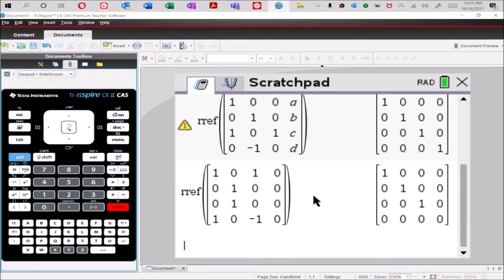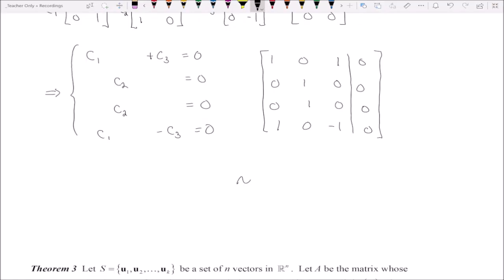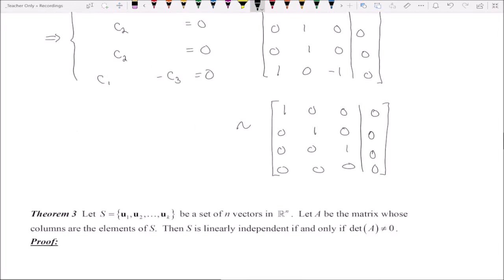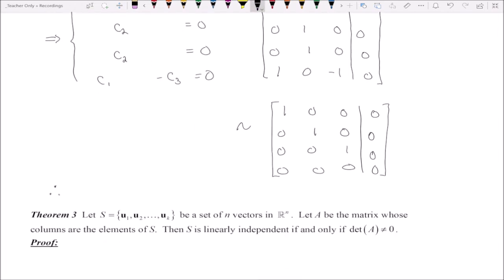REF it, and this is the matrix that we get. Notice that this matrix says that C1 equals 0, C2 equals 0, C3 equals 0. So it's only the trivial solution we have, so therefore we say that they are indeed linearly independent.